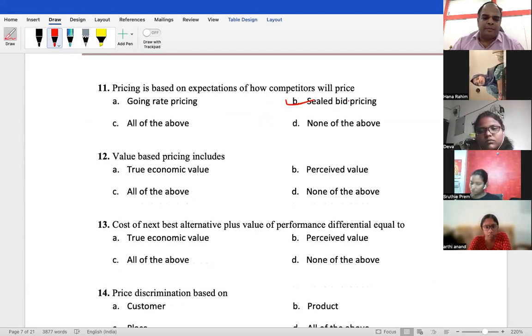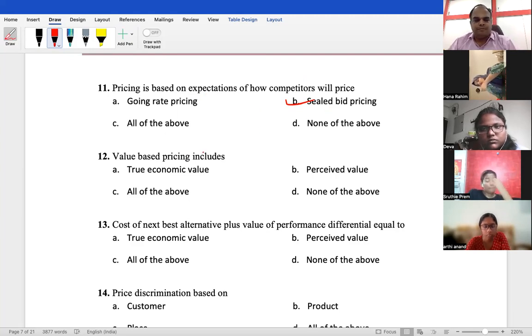Next, can you please refer one more time? 11th question. Pricing is based on expectation of how competitors will price. A. Going rate pricing. B. Sealed bid pricing. C. All of the above. D. None of the above. Sealed bid price. Okay. Based on expectation of how the competitor is going to fix the price. Therefore, sealed bid. Next.